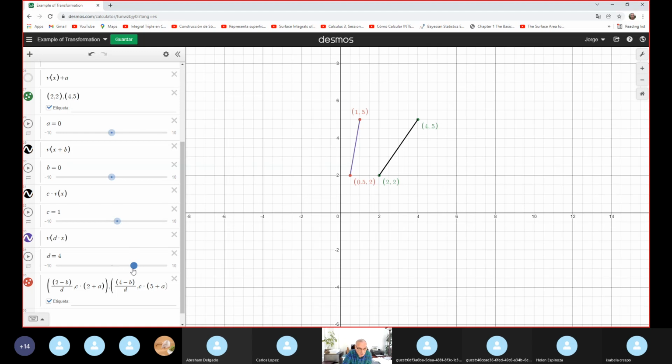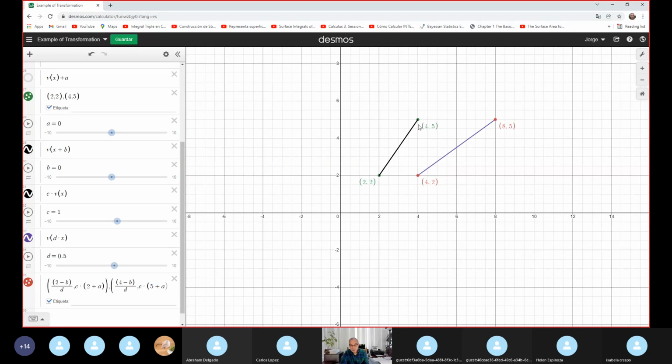On the other hand, when the D is less than 1, suppose like that, suppose 0.5. Then, well, you divide by 0.5. It's the same as multiplication by 2. So you affect the x component.